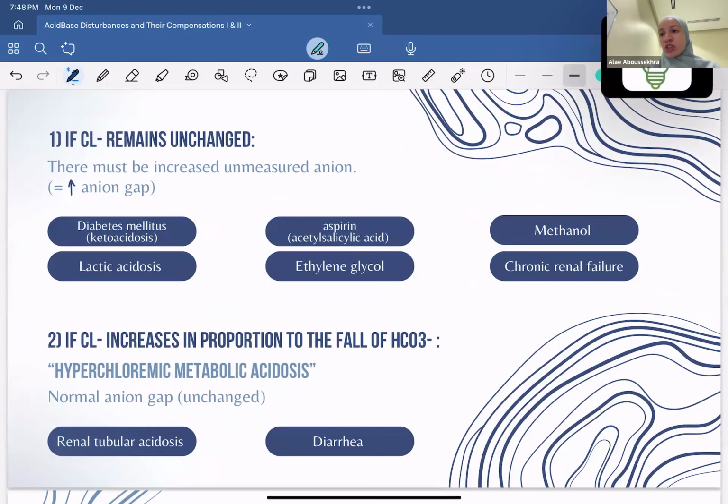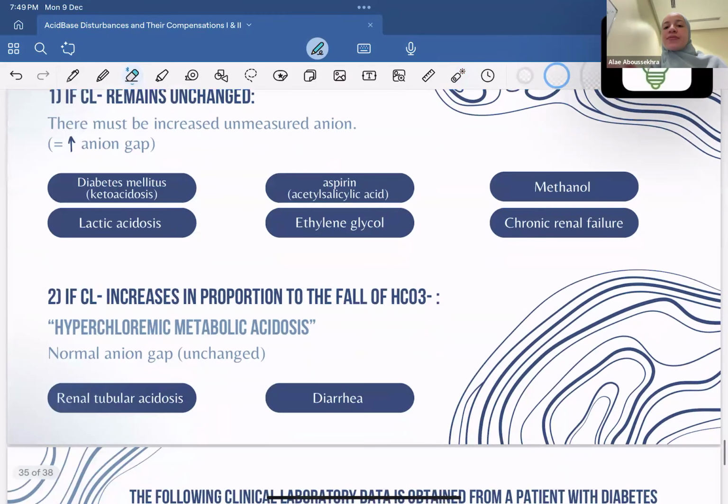If chloride doesn't change, what is going to change? The anion gap. So that basically means we have extra unmeasured anions. And that basically occurs when we have excess acids, like in diabetes mellitus, where we have ketoacidosis, so extra acids, lactic acidosis, when you ingest aspirin, methanol, ethylene glycol, or in chronic renal failure. So in all of these, you have extra acid or extra unmeasured anions, okay? And this is the first case scenario.